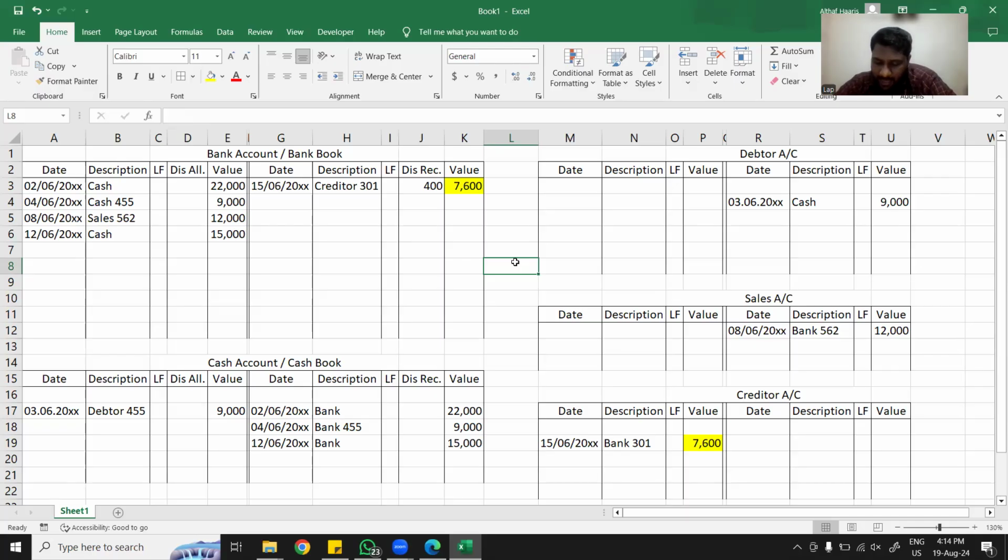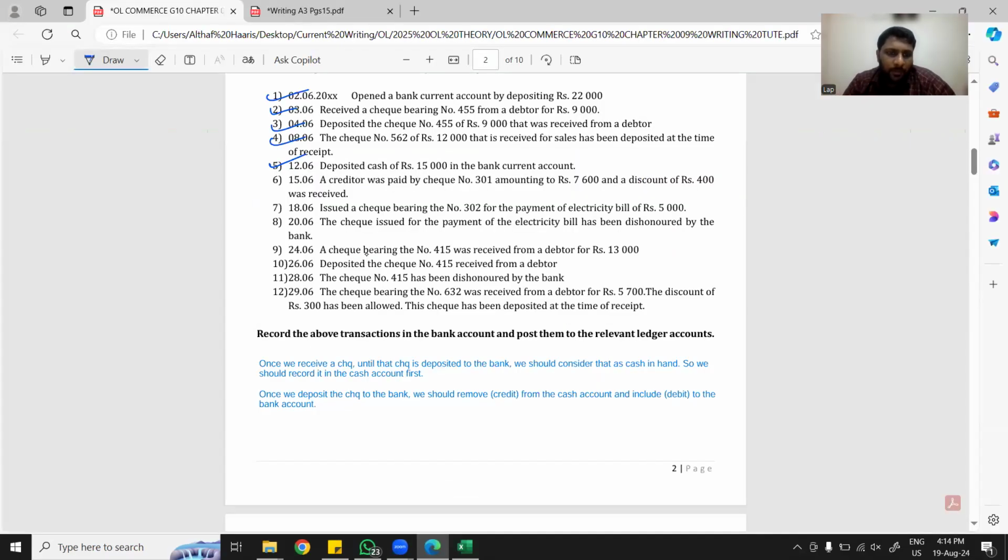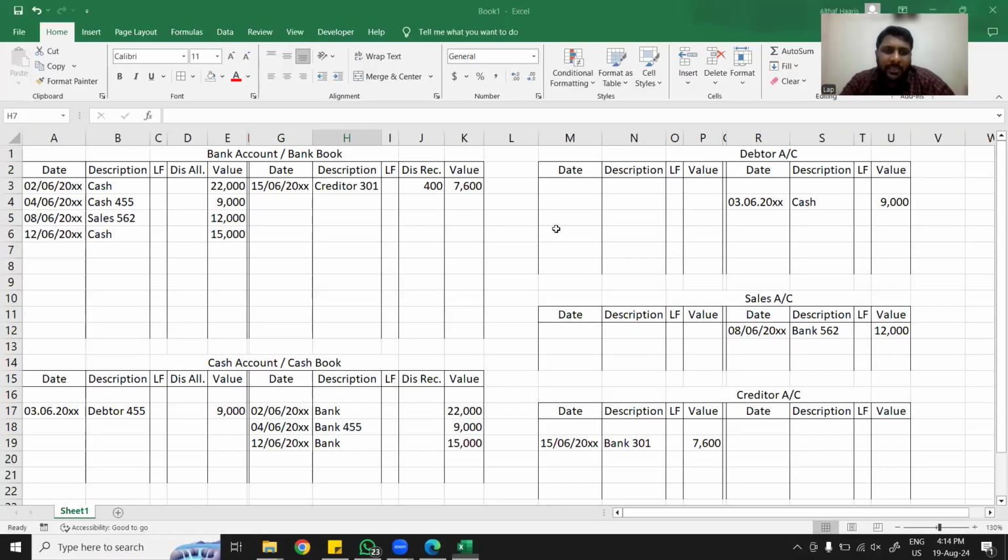Done, people. So let's move to the next one now. Issued a check bearing number 302 for the electricity. 18/6. You are issuing a check for the electricity. Electricity 302.